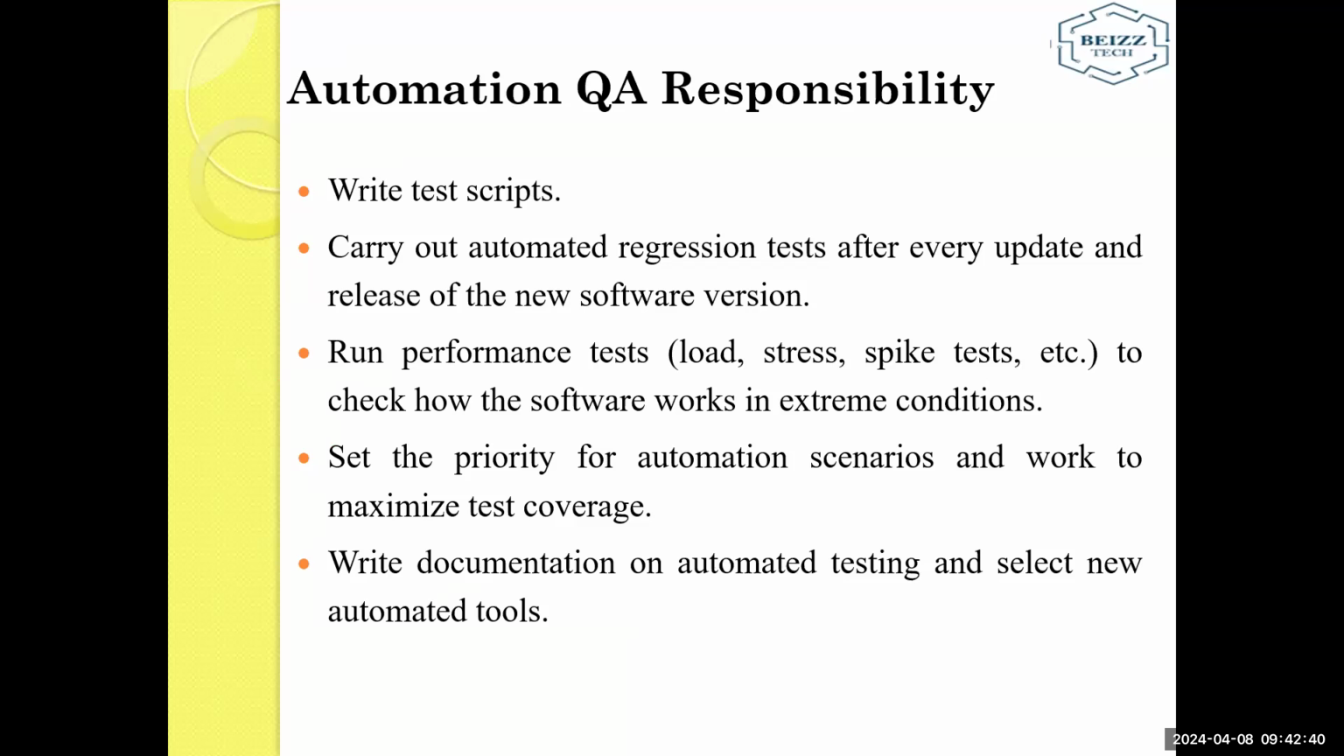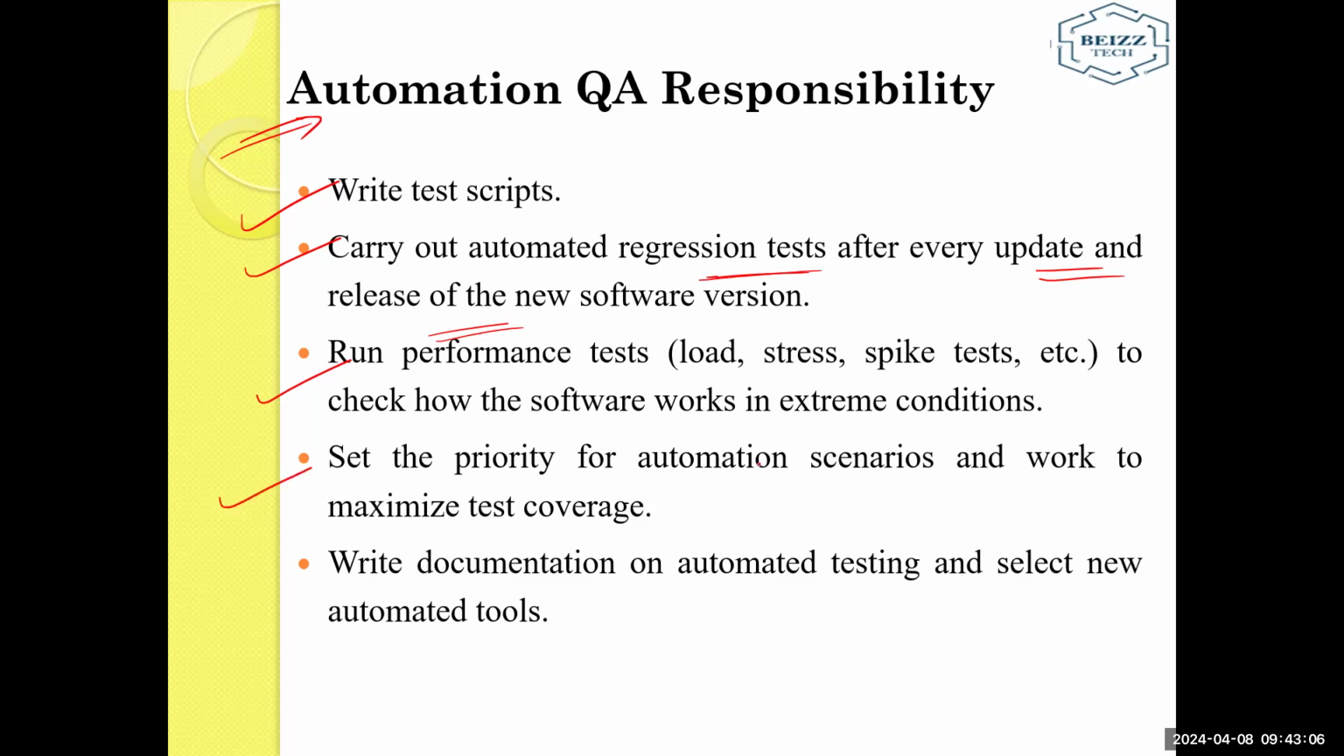Manual QA responsibility. Automation remains the same, but in automation, as per the requirement, we need to write scripts. So mainly our focus is on writing scripts, carrying out automation regression tests after every update or after a new release of the software, and performing performance tests. Again, it is not possible manually, so we do it in automation.